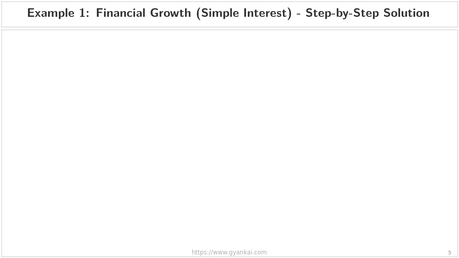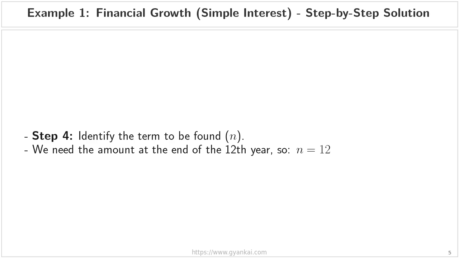Example 1, Financial Growth, Simple Interest, Step-by-Step Solution. Step 4 is all about identifying the position or the term number that we are looking for. In our scenario, the problem asks us for the total amount in the account at the end of the 12th year. Therefore, our N equals 12.